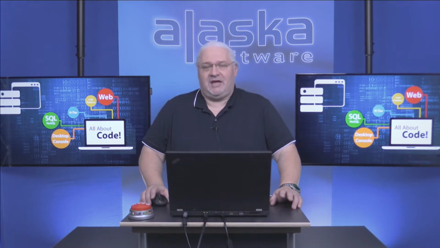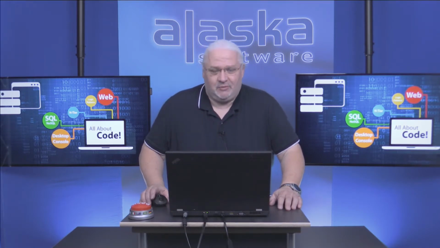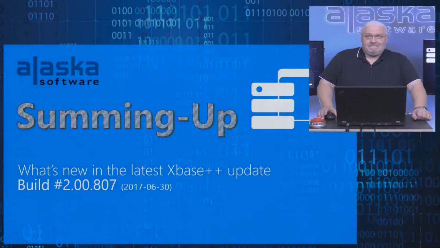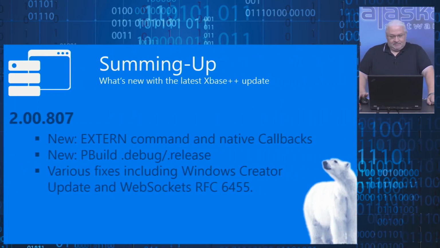Today we're talking about build 807, which was released just a few days ago. First of all, we added a new extern command. The new extern command not only supports native types such as 64-bit integer, it also supports callbacks. More on that later. We extended the pbuild command to support debug and release builds, and we did some various fixes related to the Windows Creator update as well as to compliance with the WebSockets RFC 6455.